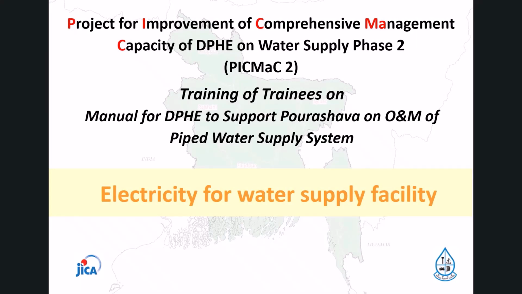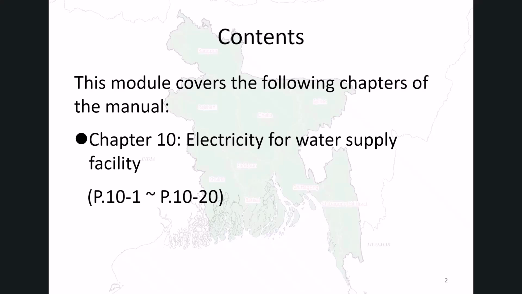This video explains Chapter 10 of Electricity for Water Supply Facility from the Manual for DPHE to support POSHWA on O&M of Piped Water Supply System. This video was created based on the training material used in the training of trainers for the PICMAC DPHE Phase 2 project supported by JICA. This module covers page number is from P10-1 to P10-20.